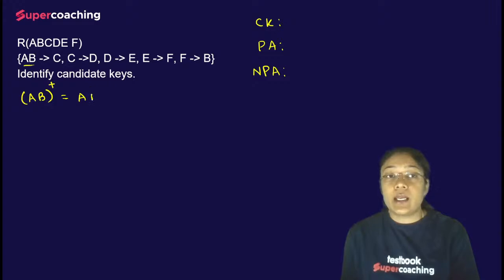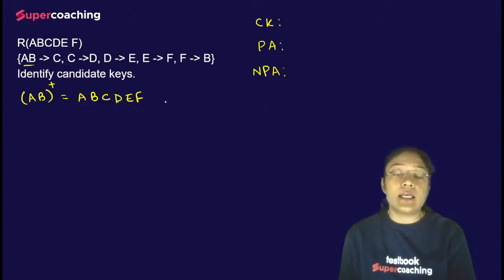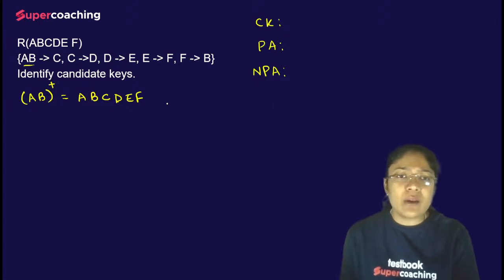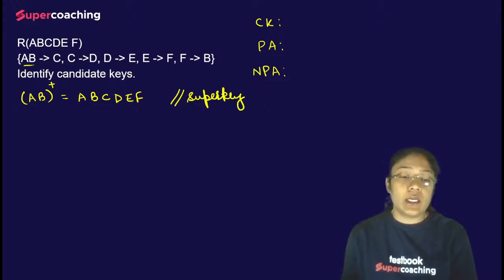AB will be determining itself. AB is determining C. C is determining D. D is determining E. E is determining F. Since it has determined all the attributes of relation, I'll call this a super key, not a minimal super key or candidate key directly. Can you tell me the reason why in the first instance I'm calling this a super key, not the candidate key? I've discussed this reason many a times.